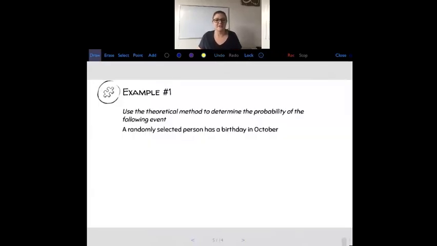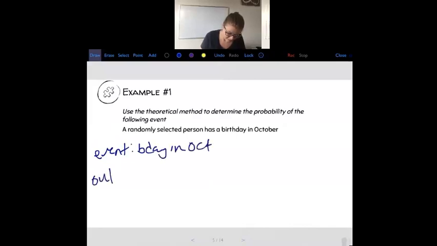Example 1. Use the theoretical model to determine the probability of the following event. A randomly selected person has a birthday in October. So with this problem, think of it in terms of days out of the year, not necessarily months. So in this case, our event is having a birthday in October. Our outcomes would be all possible days of the year.